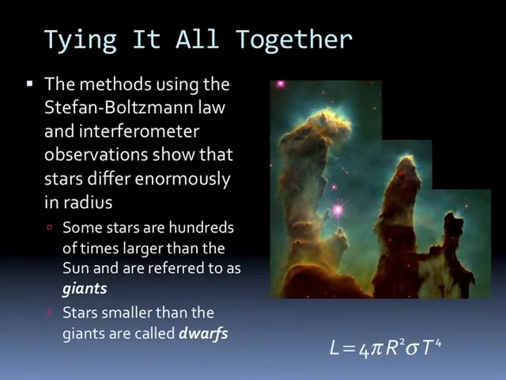Now, the methods using the Stefan-Boltzmann law and interferometer observations show that stars differ enormously in radius. Some stars are hundreds of times larger than the Sun, and we call those giants. And others are smaller than the Sun, and we call those dwarfs.